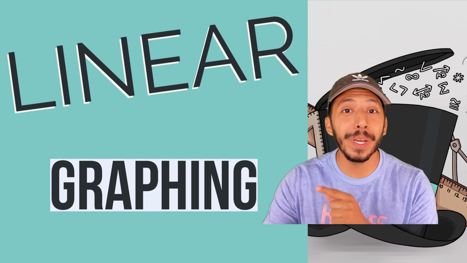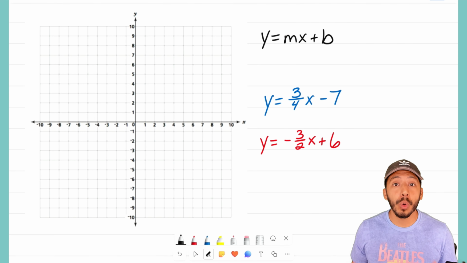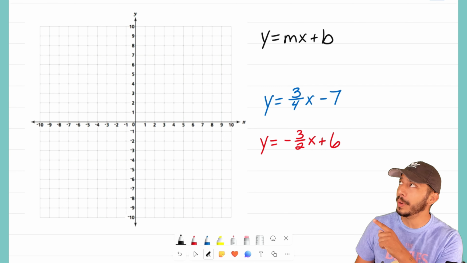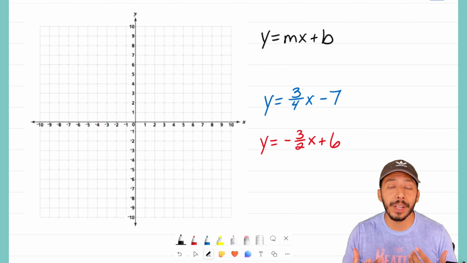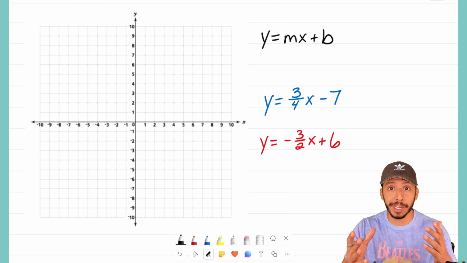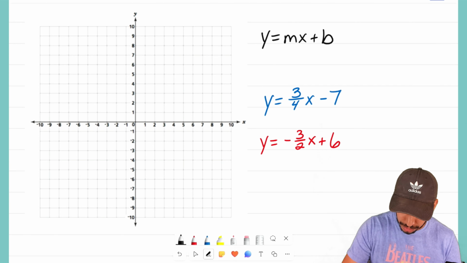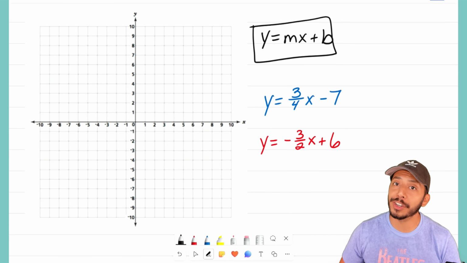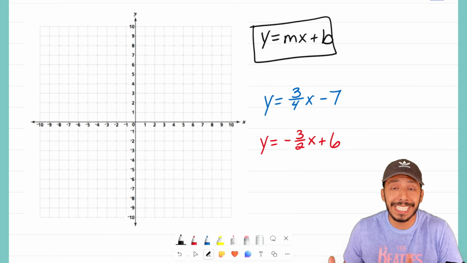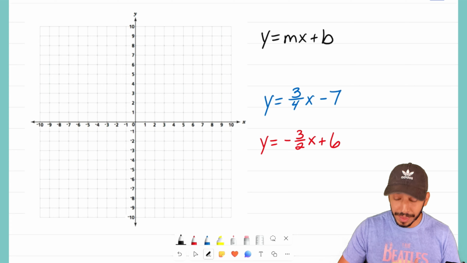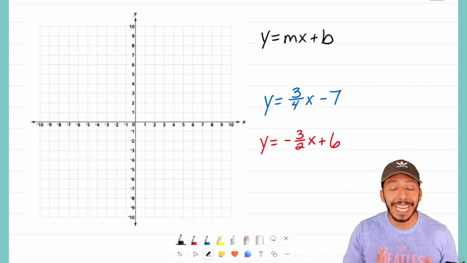We're taking a look at linear equations, and we want to see, can we graph them? So we have a coordinate grid here, and I got two equations here, one in blue and one in red, and I want to see, can we graph these equations? And guess what? We can, because we have this great equation right here, y equals mx plus b. Mx plus b is the standard form equation that we have for a linear equation. And with the pieces of m and b, it's going to help us graph these equations.